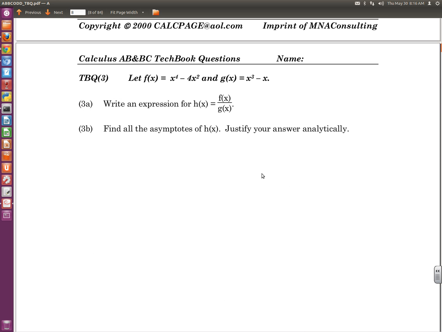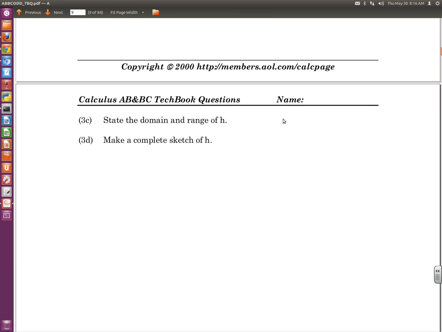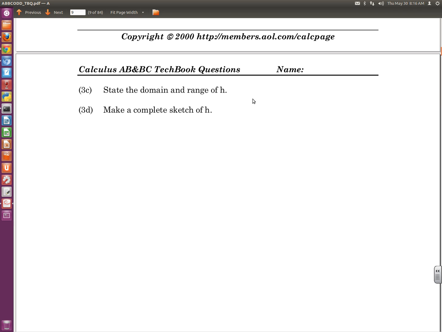All right. So, all right, let's skip to 3. Are you ready? Write an expression for h, which is f over g. All right, so f is x to the 4th minus 4x squared, and g is x cubed minus x. So let's define those and graph h, which is f over g, the quotient. And then we can talk about, are there horizontal, vertical, and slant asymptotes? Why? Look at the graph and do some analysis. What's the domain? What does the graph look like?